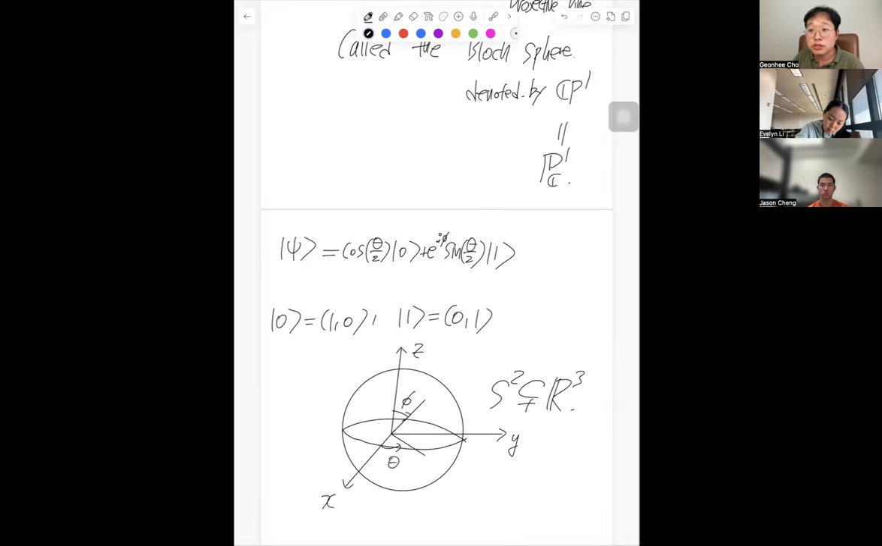So now what you should do is the following. All the matrix operations that you have done so far should be reinterpreted as some operation on this Bloch sphere. For example, if we go back to problem set 2, let me try to open it.